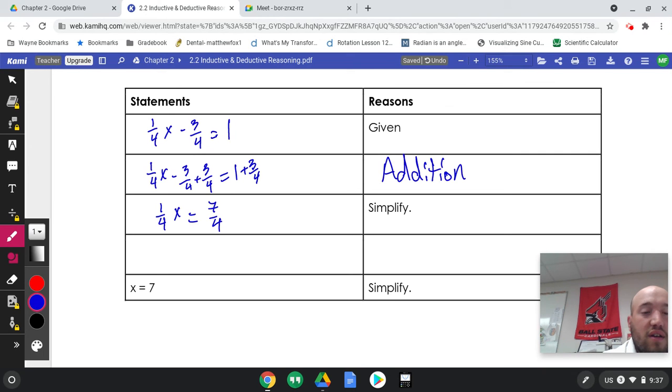And that's simplified. Now the reason we did that is because that allows us then just to multiply both of these by 4 and easily see those will cancel out. So multiplication, and those will cancel out, and we're left with x, or 1x equals 7.